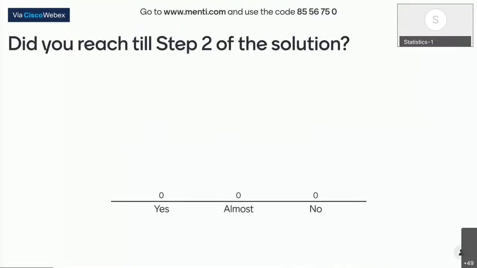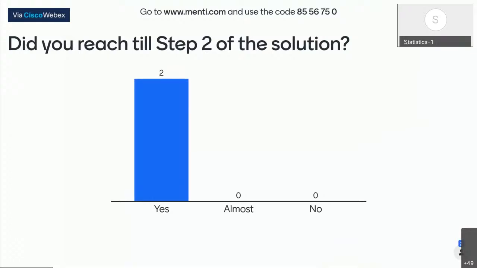Now how many of you reached this step? Maybe somebody, like Bimlesh, has approached it in a different way, but it's correct only. Okay, so these many people. Thanks.